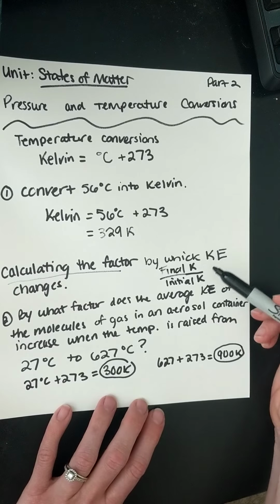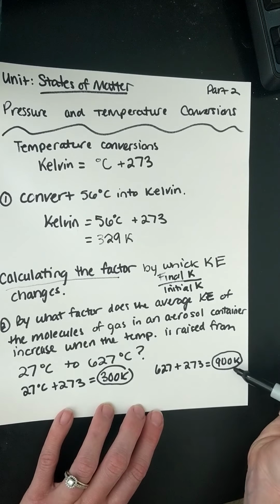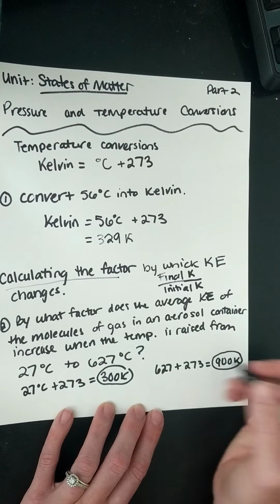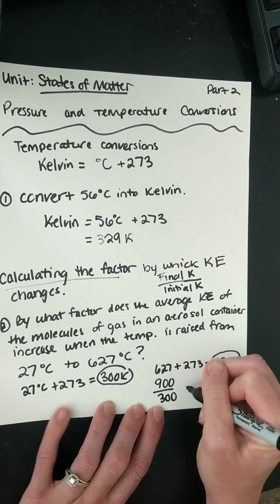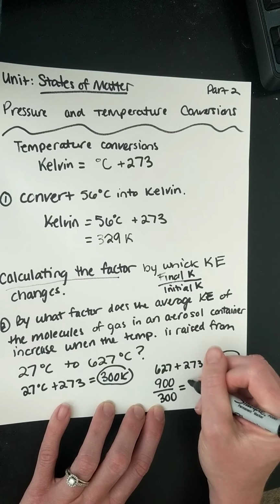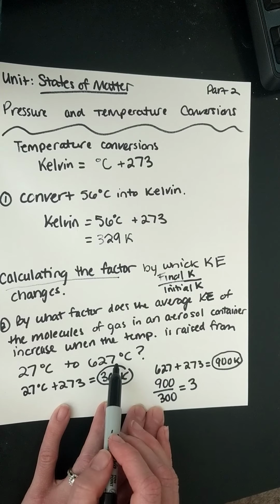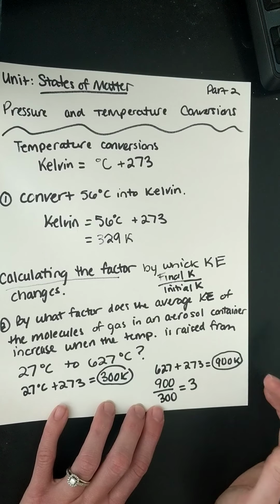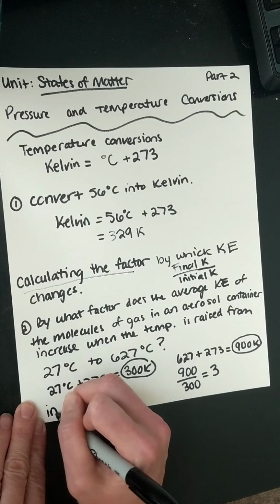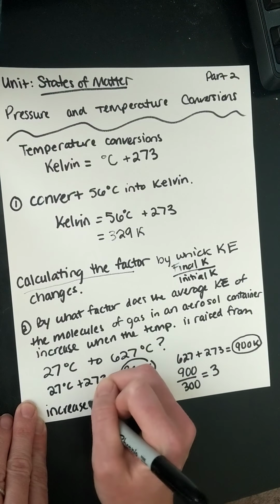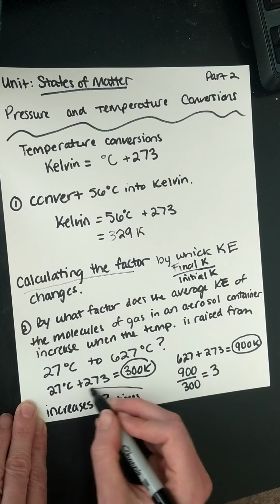Again, to calculate the factor, we would take the final temperature and divide it by the initial. So 900 divided by 300 gives you a number of 3. It went from 27 to 627, so we know it increased, and increased by a multiple of 3. So your final answer is increases 3 times, or a factor of 3.